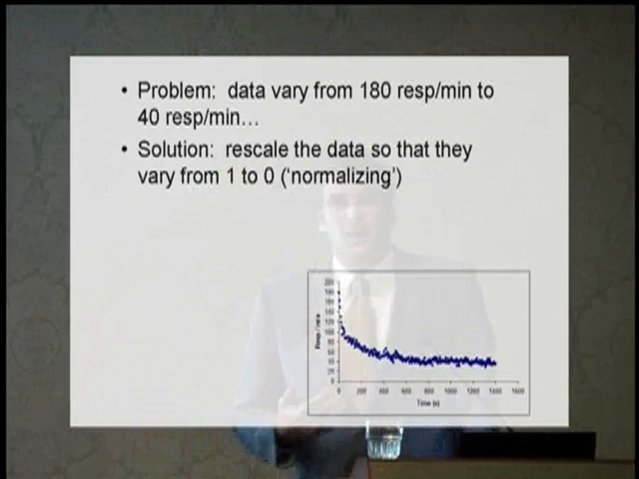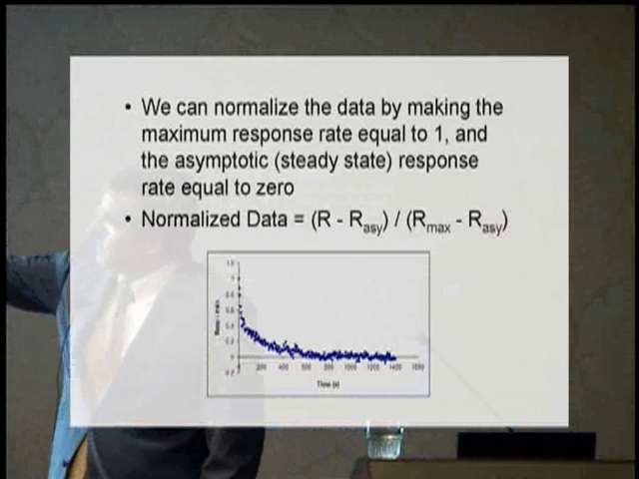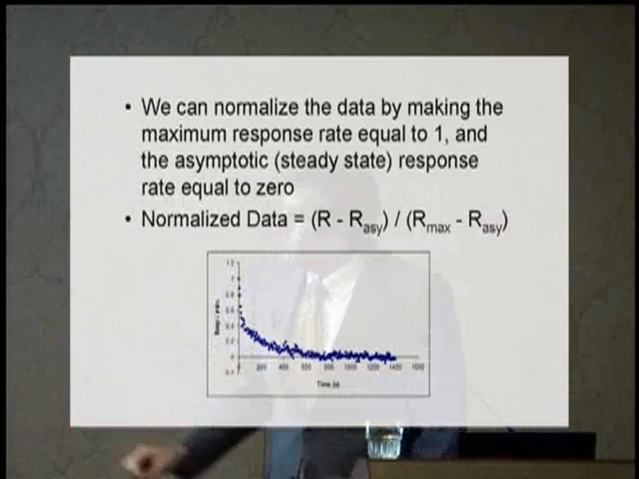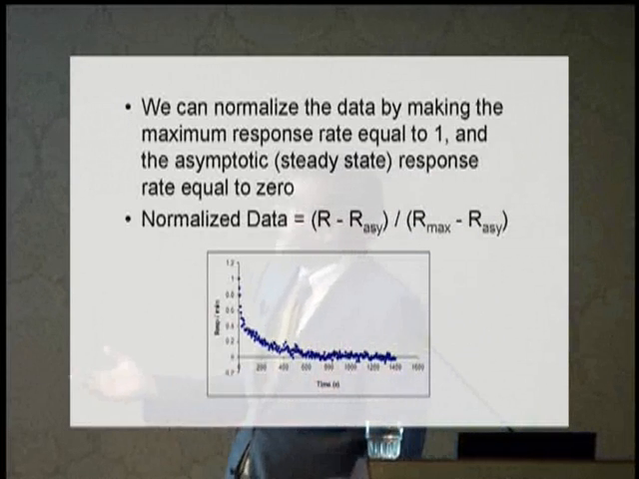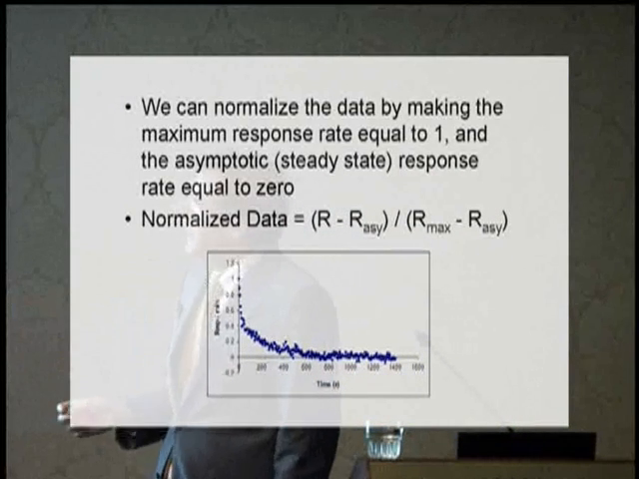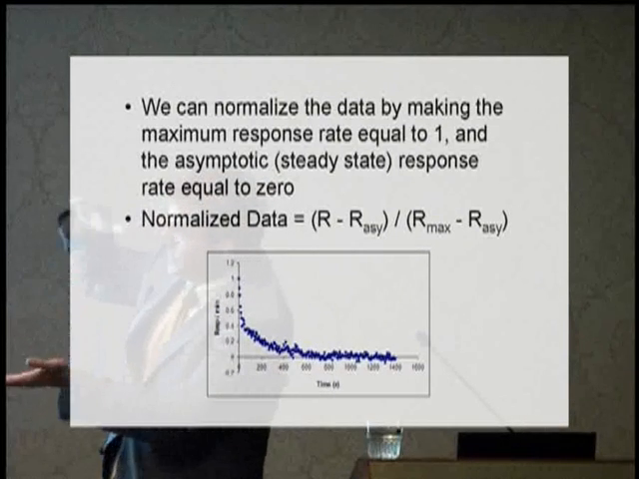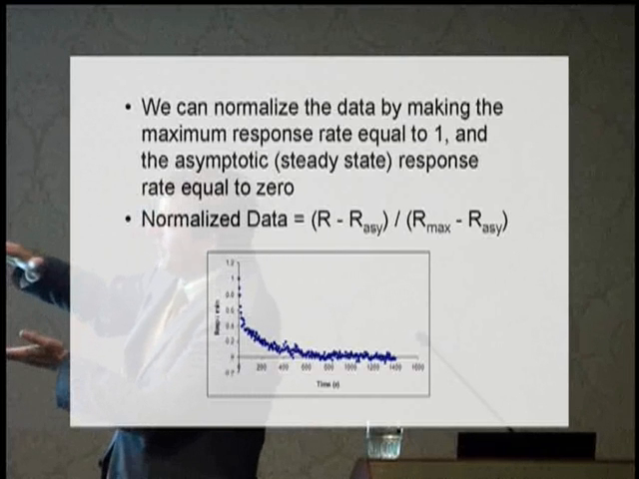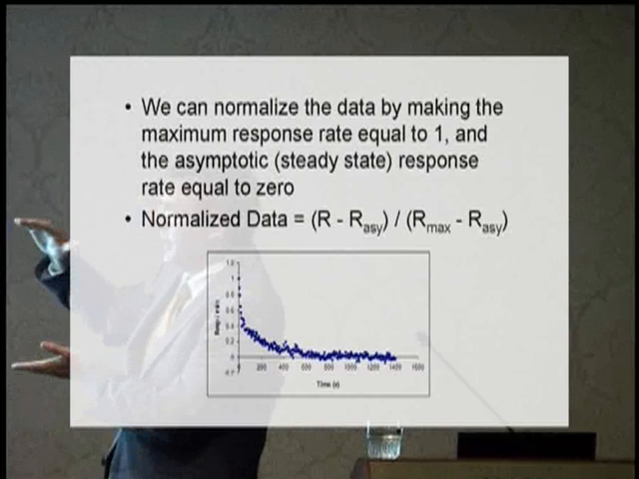And this is a technique known as normalizing. We take our data, whatever the range is, and put it on a common scale from 1 to 0. The way we do that is by making the maximum response rate 1 and the asymptotic response rate 0. And the equation that you have to use is given here. We take the response rate and calculate the difference between the response rate and the asymptotic response rate, and divide that by the difference between the maximum response rate and the asymptotic response rate.